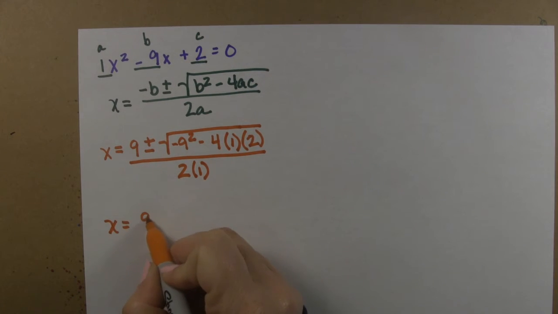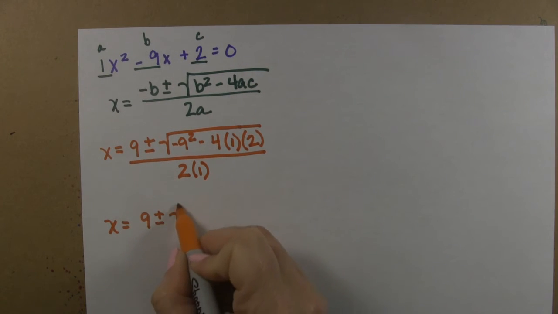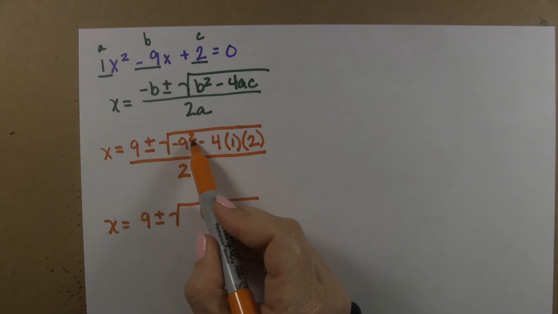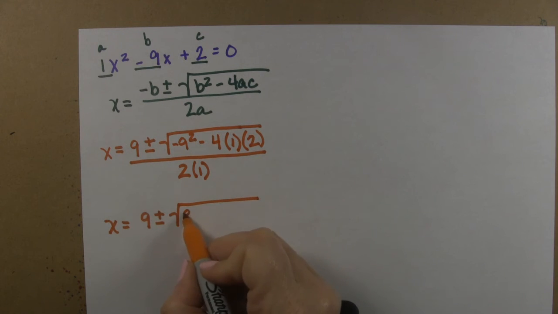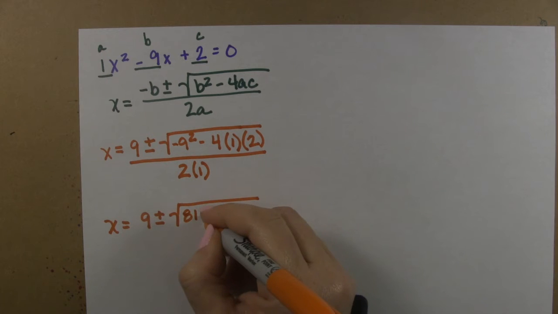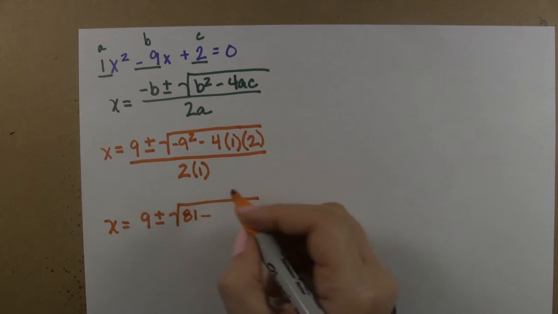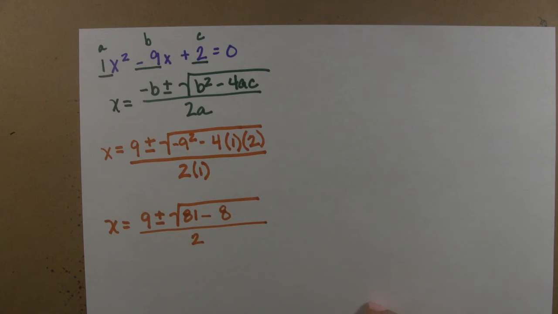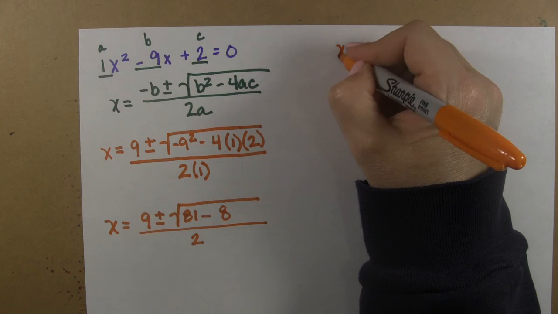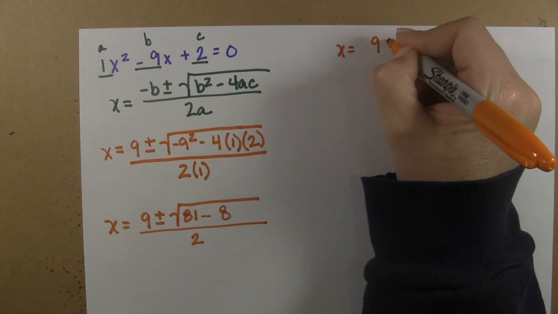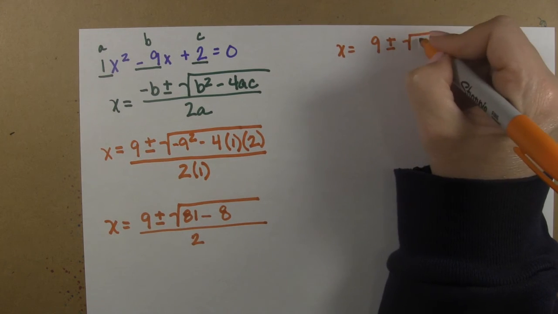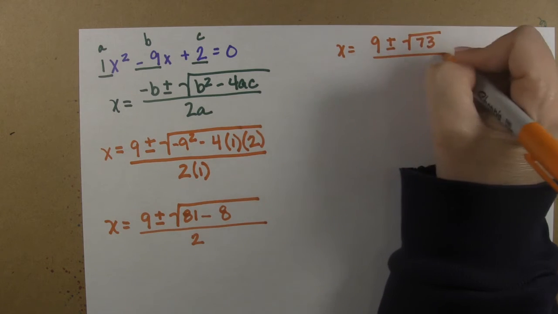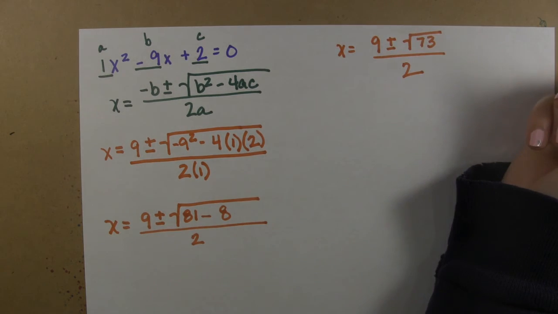X equals 9 plus or minus the square root of negative 9 squared, which is negative 9 times negative 9, which is positive 81, minus 4 times 1 times 2, which is 8, all over the number 2. So that means, I'll move over here, x equals 9 plus or minus the square root of 73 over 2.